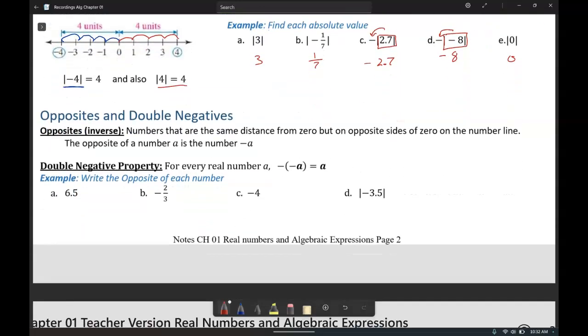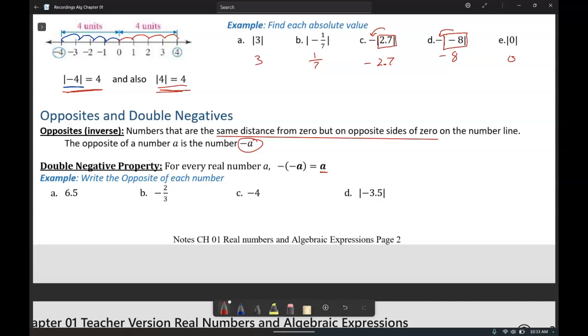Lastly, we've got opposites and double negatives. Opposites, also known as inverses, are numbers that are the same distance from 0, but on opposite sides of 0. If we have the same absolute value, then those numbers are opposites. The opposite of a number is always going to be a different sign, and this plays into our double negative property. For any number, if we have a double negative, it changes it to the positive. And so if we take the number and its opposite, we'll always get that positive.